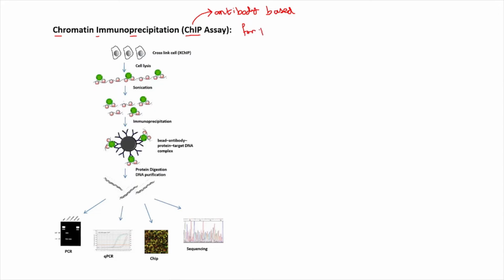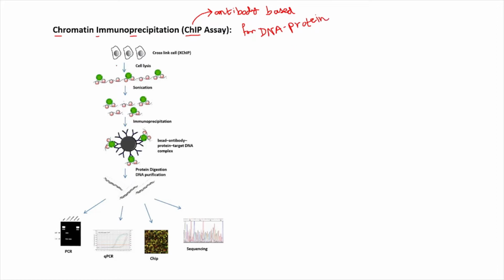So you can find out where a particular protein of interest binds to which sequence of DNA by this technique, and then you can quantify it by various sorts of DNA quantification techniques. Okay, we will see it later. So it is an antibody based technique for measuring DNA protein interaction. DNA protein interaction means where a particular protein of interest binds to which sequence of DNA.